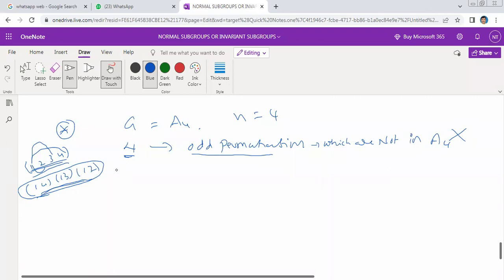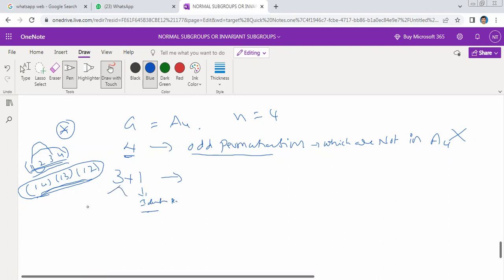What else can we write? 3 plus 1. Now if you take 1, what does it mean? Identity permutation. 3 means the length of the cycle is 3.